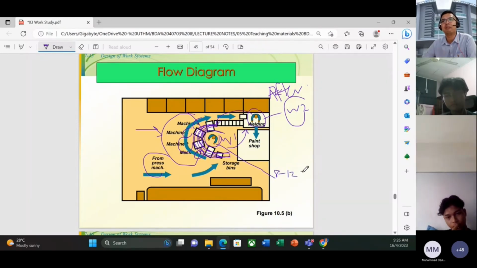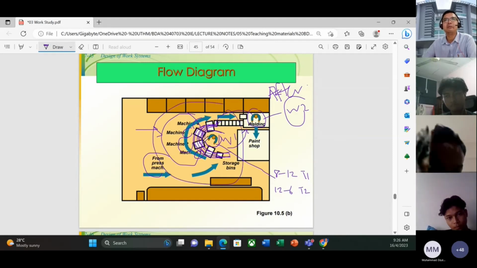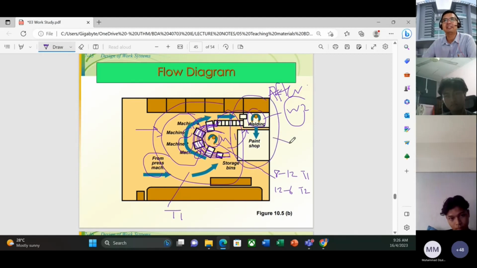Job task 1 only. From 12 to 6, they need to do task number 2. So this thing we call task number 1, and welding and paint shop here is task number 2. So we rotate here using job rotation, to avoid repetitive work.